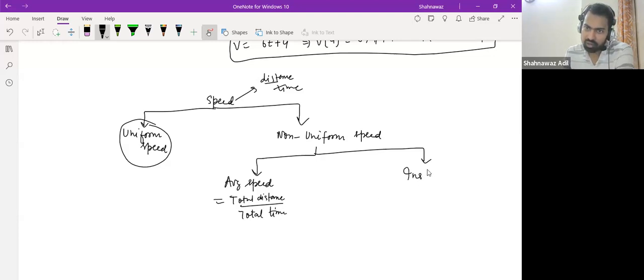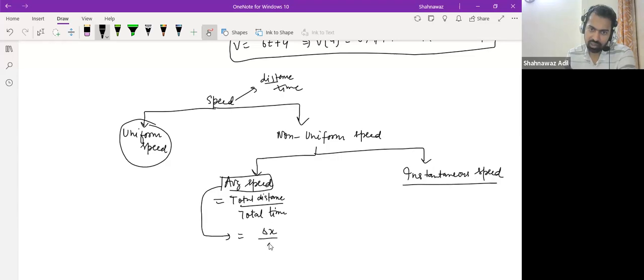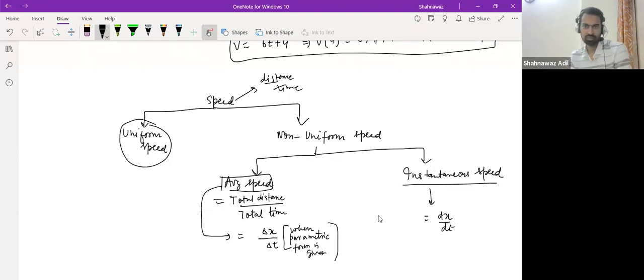And then you have this instantaneous speed. So this average speed is speed throughout the journey. This can also be calculated with delta x by delta t when parametric form is given, right? And this is simply what? This is dx by dt. So just remember this flow chart.